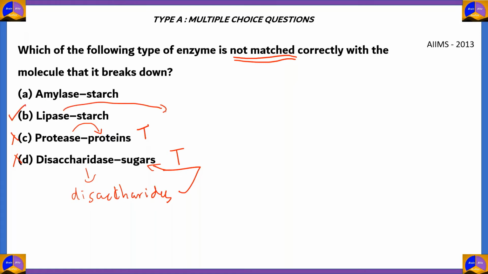The reason is that lipase breaks down fats and not starch. The enzyme that breaks down starch is amylase. So amylase breaking down starch is a true matchup, which makes it incorrect. But lipase catalyzes fats, it breaks down fats, so therefore the matchup is false. So that option is the right option because we're asked to find out which of them is not matched correctly.